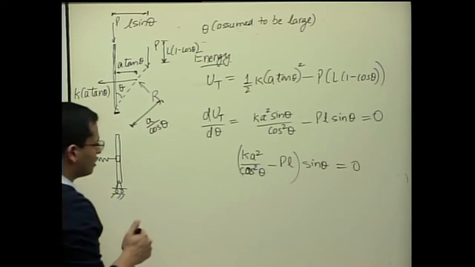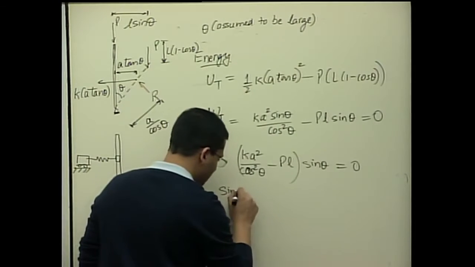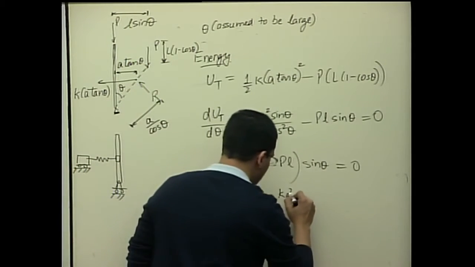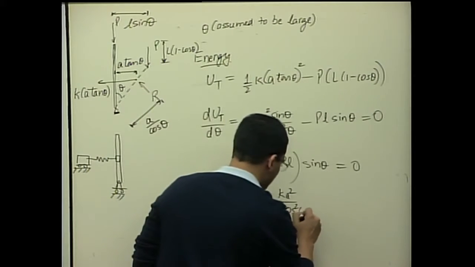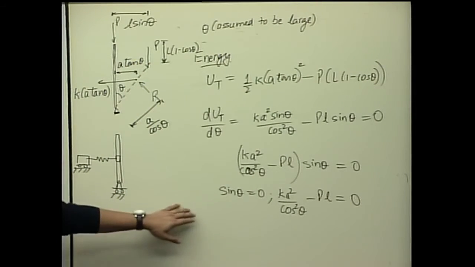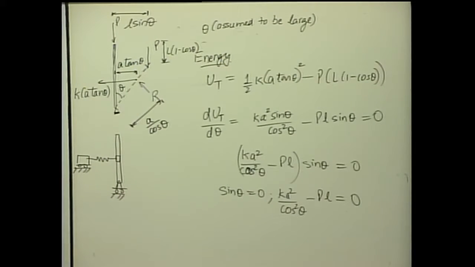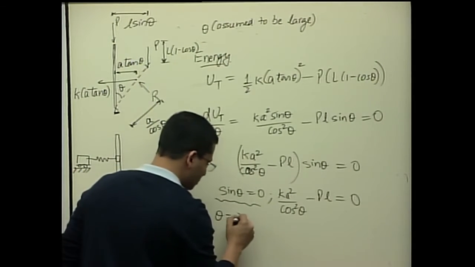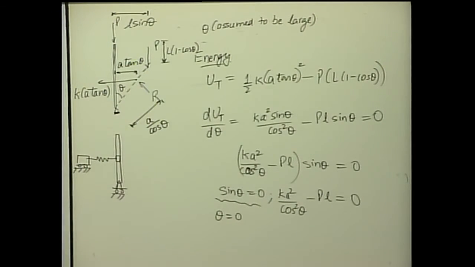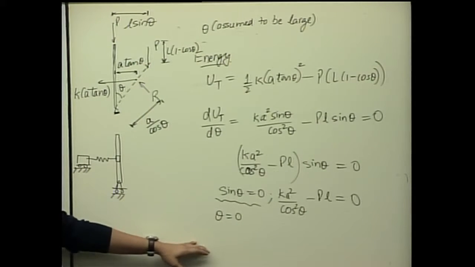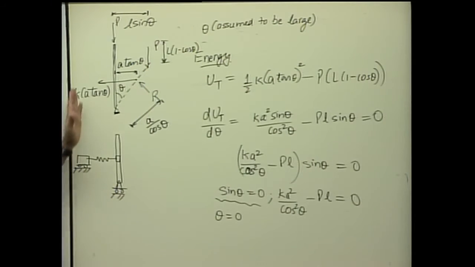So we have two solutions again. We have sine theta equal to 0, and we have Ka square over cosine square theta minus PL equals 0, right? So this will happen when theta is equal to 0. Of course, we are not considering the other solution, that it's pi, because our bar cannot go completely in the opposite direction.